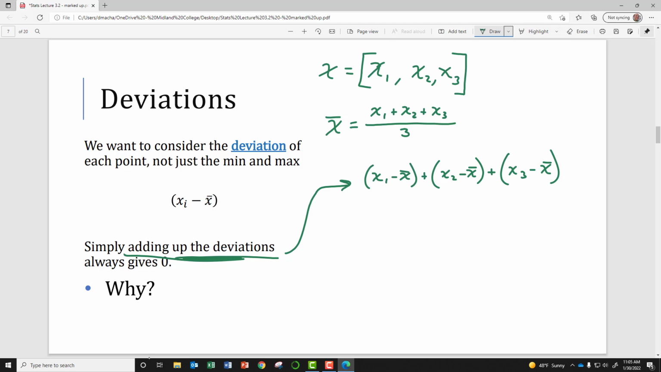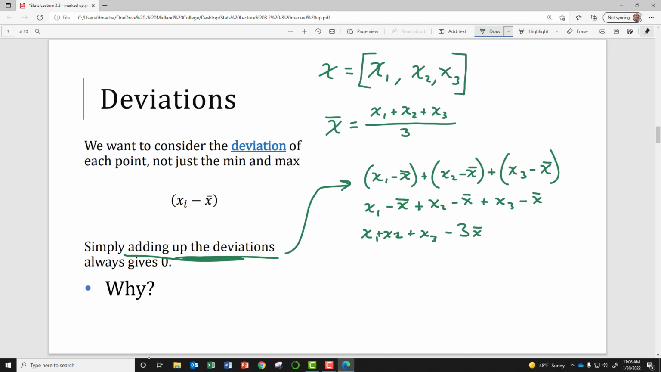addition anyways is commutative, and subtraction, as long as we just consider those to be negative x bars and we're adding them, then we can move those around as we want. And so if I get rid of the parentheses, which you remember we're allowed to do from algebra class, what I get is this right here. And I'm going to collect all of my negative x bars. So I have x1 plus x2 plus x3 minus 3 times x bar.